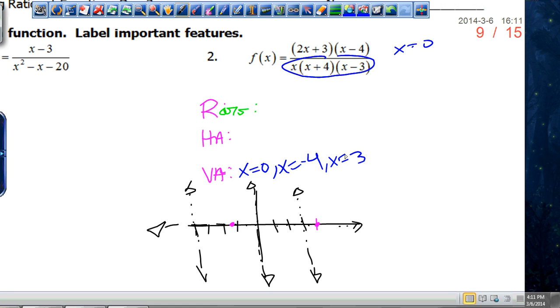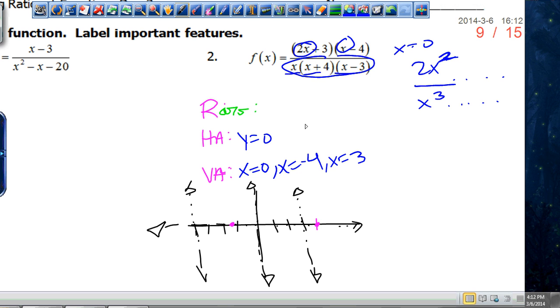For my horizontal asymptotes, we look and see, okay, well, if I multiply this times that, it's going to give me 2x squared. And then on the bottom, x times x times x, that gives me x cubed. And I know I got other stuff, but I'm just worried about the degrees, right? I'm just looking at the highest exponent. So the top is less than the bottom, so that means my horizontal asymptote is y equals 0.